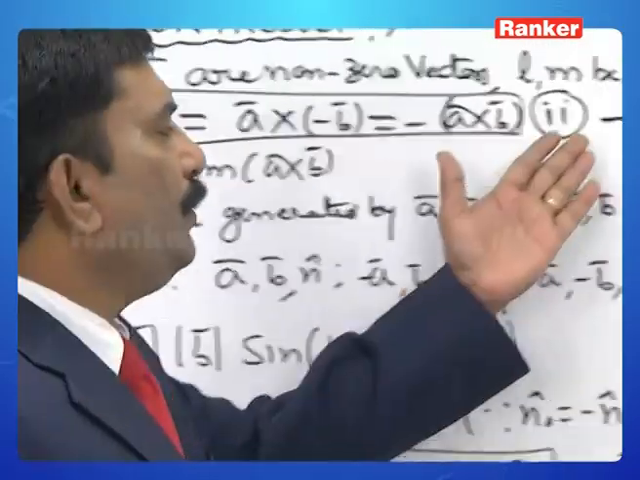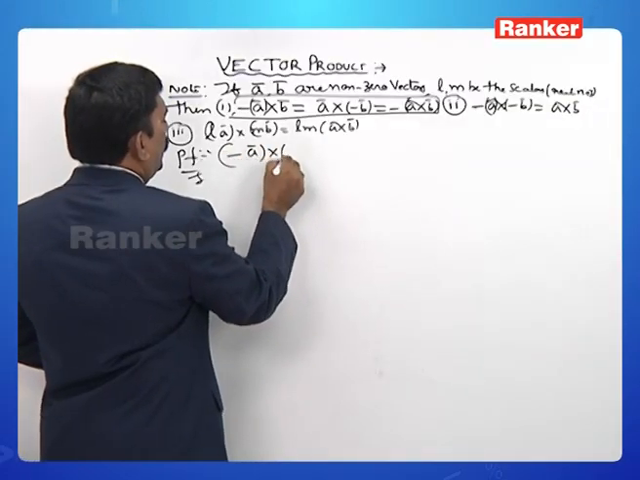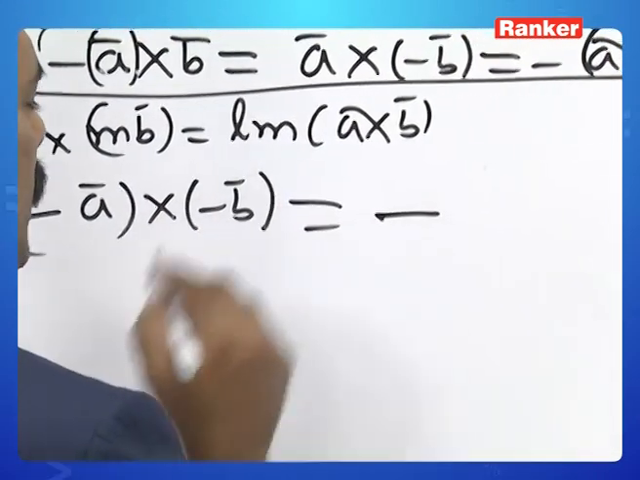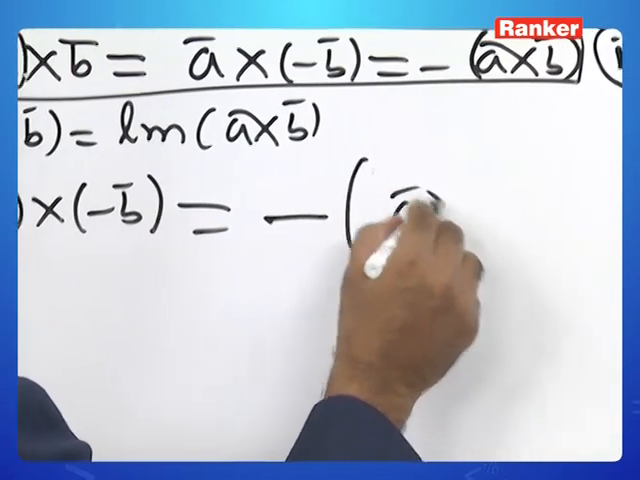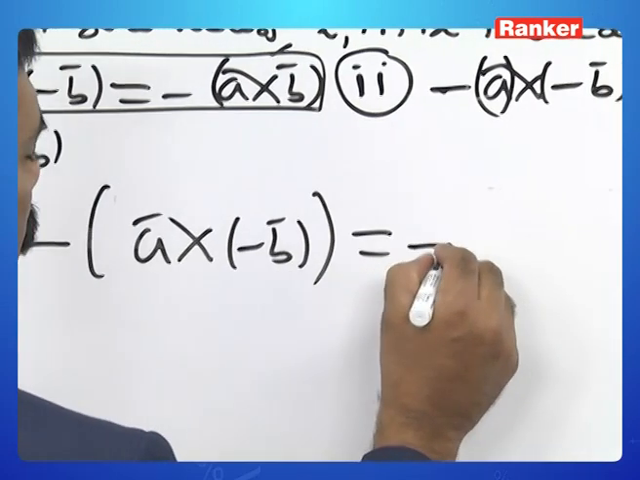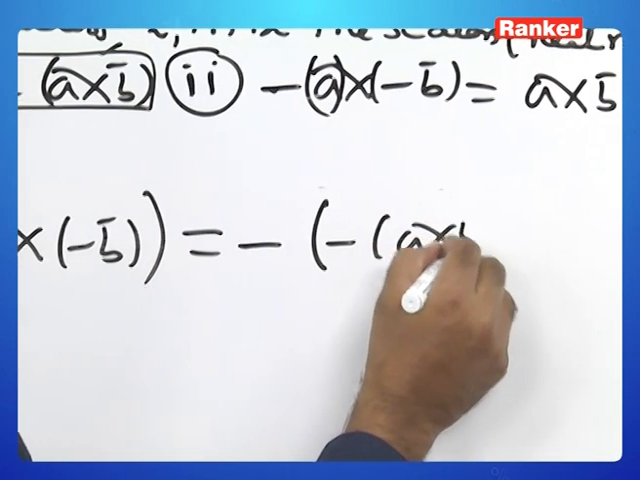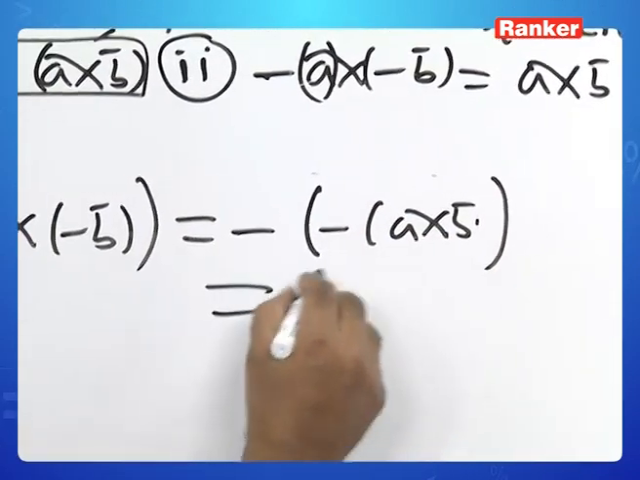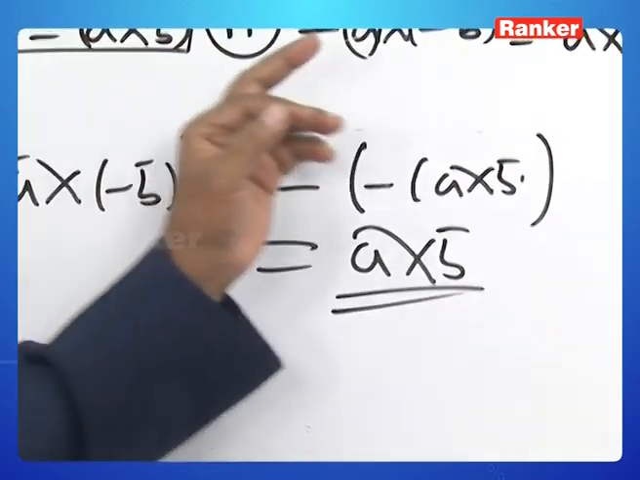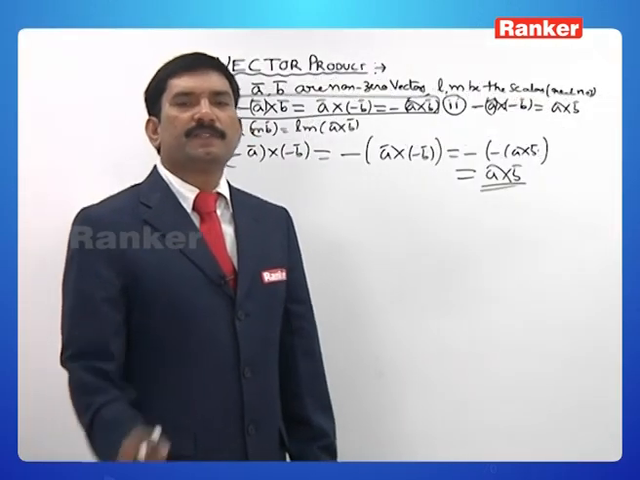Now similarly, you can go for the second one. Minus of a bar cross of minus b bar is equal to, I can write this one as minus of a bar cross of minus b bar, and meanwhile, this becomes minus of a bar cross b bar. This becomes a bar cross b bar. So hereafter, minus a bar cross of minus b bar is equal to a bar cross b bar.